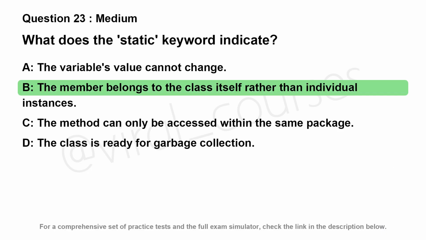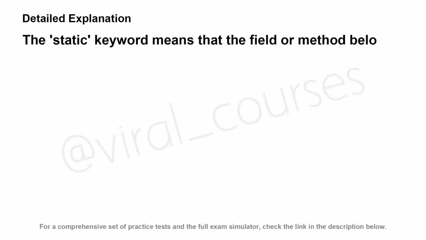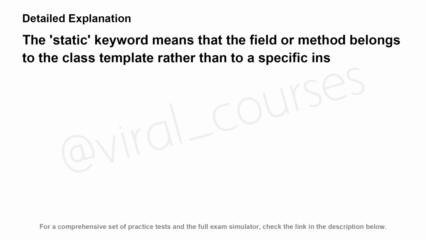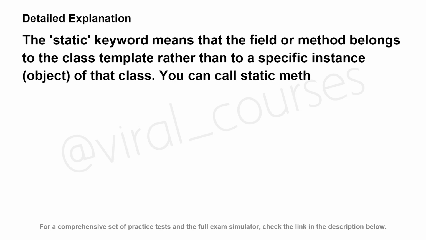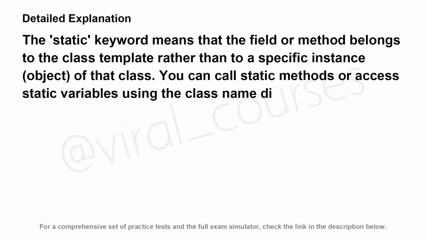The correct answer is B. The static keyword means that the field or method belongs to the class template rather than to a specific instance, object, of that class. You can call static methods or access static variables using the class name directly. E.g., Math.sqrt.